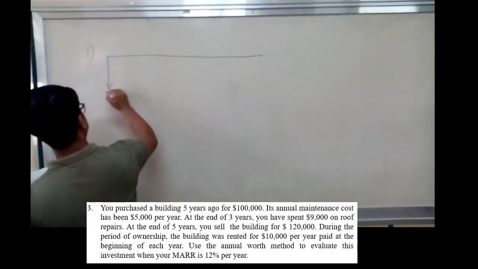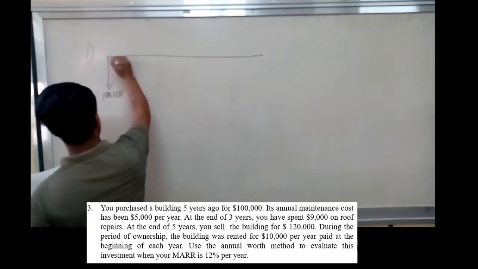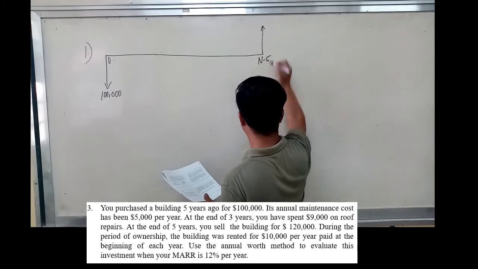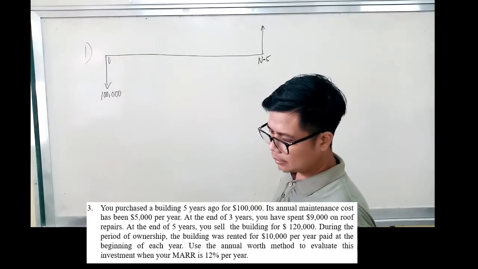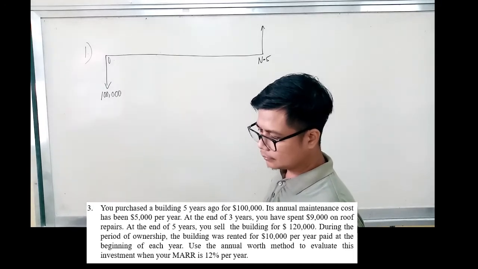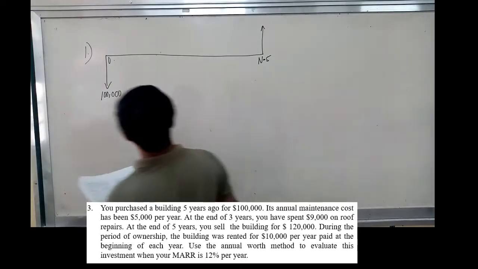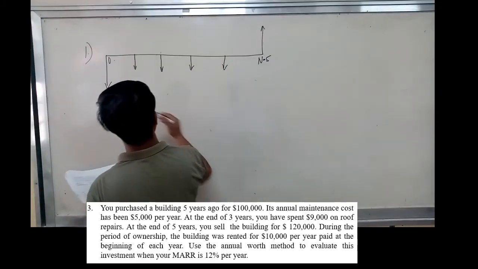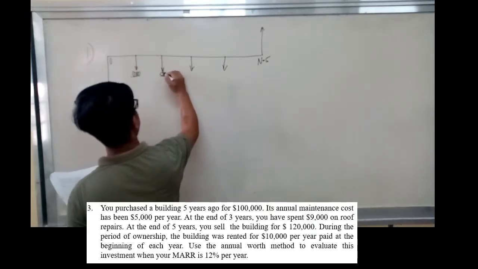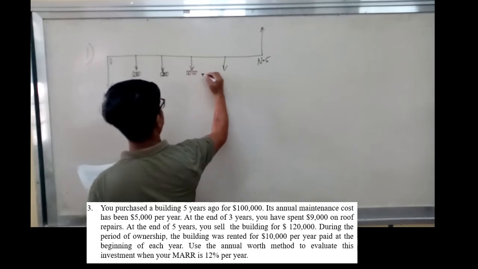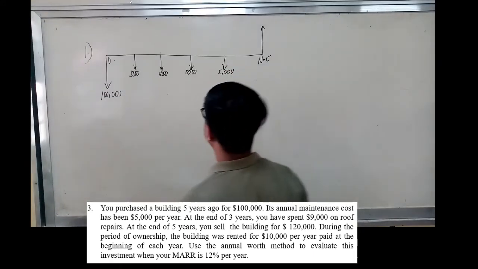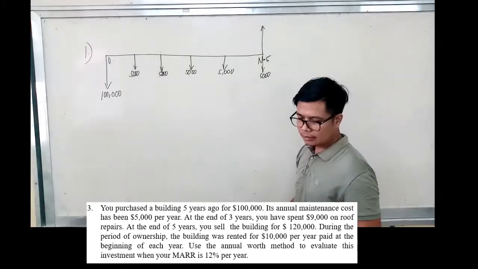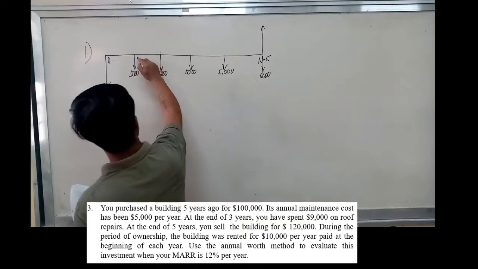Bumili daw ng building noong year 0 at $100,000. So, end natin is 5 years, ano? 5 years. So, sabi niya, annual maintenance cost. So, meron siyang maintenance cost annually. So, 1, 2, 3, 4. So, 5,000, 5,000, 5,000, 5,000. Okay? So, that is the annual maintenance cost. Pare-pareho na.